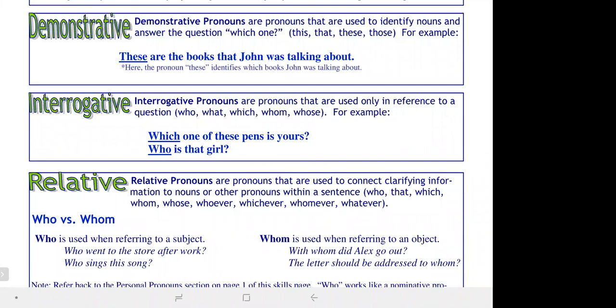So demonstrative pronouns are commonly known as four. They are this, that, and the plural forms of the ones that I mentioned now, which are these and those. So when you say this, you are using it with one noun, and when you say these, you are using it with more than one noun. These are the books that John was talking about. But if it was one book, you would say this is the book that John was talking about.